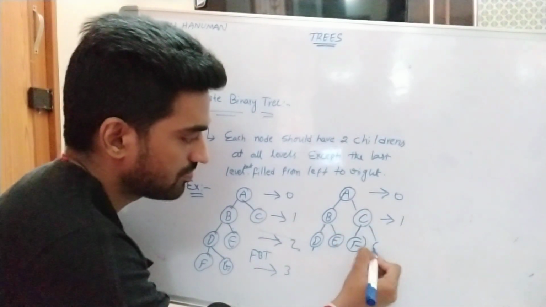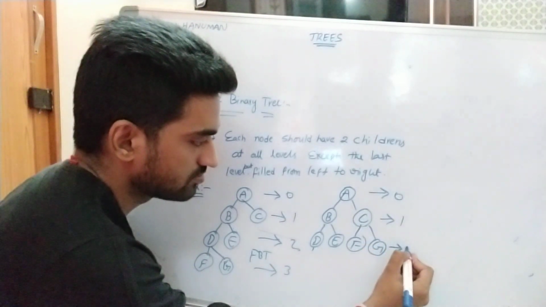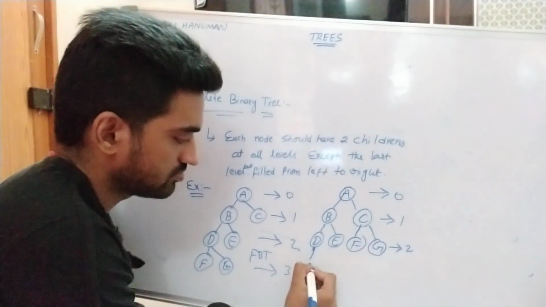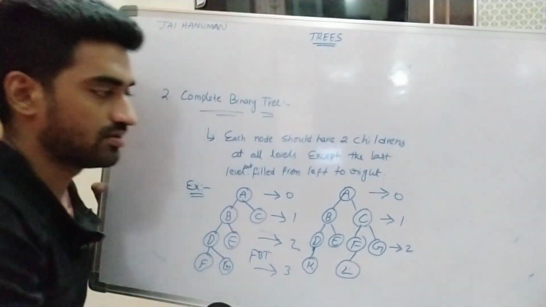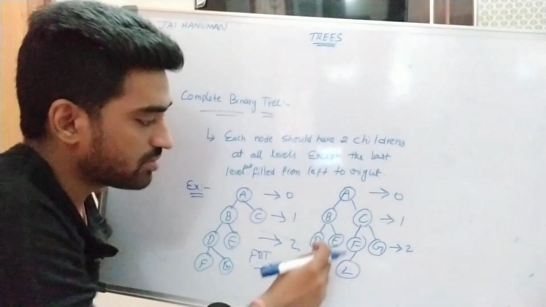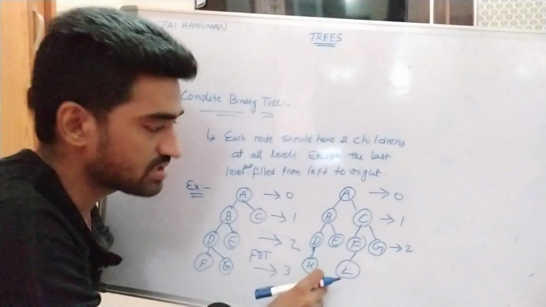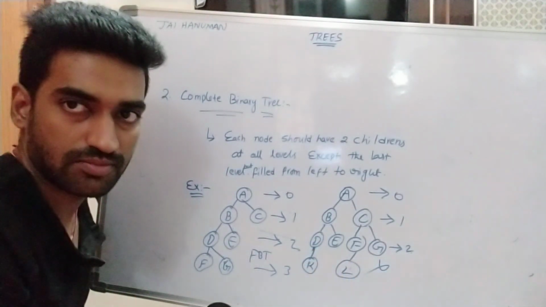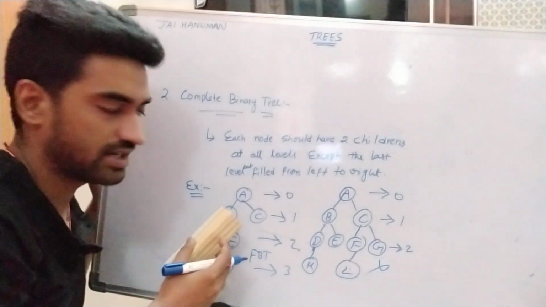F, G, K, L. This is not a complete binary tree. Why? Because here we have not filled the leftmost children. So that's why this is not a complete binary tree, right? So these are some examples related to the complete binary tree, right?